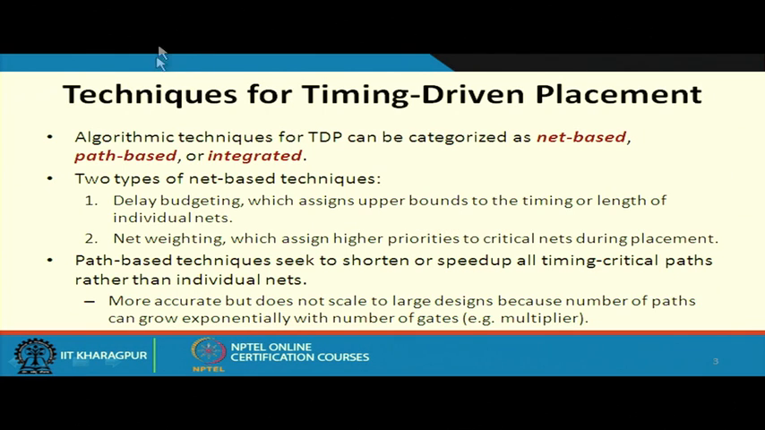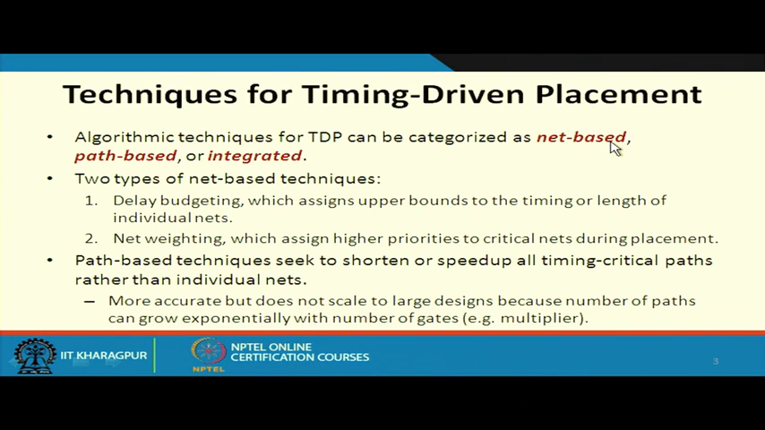The second type is path based, where you look at the entire path and you try to optimize the timing of the path. And the third one is integrated, where you do not look at individual nets or paths, but integrate the whole problem under a single framework.